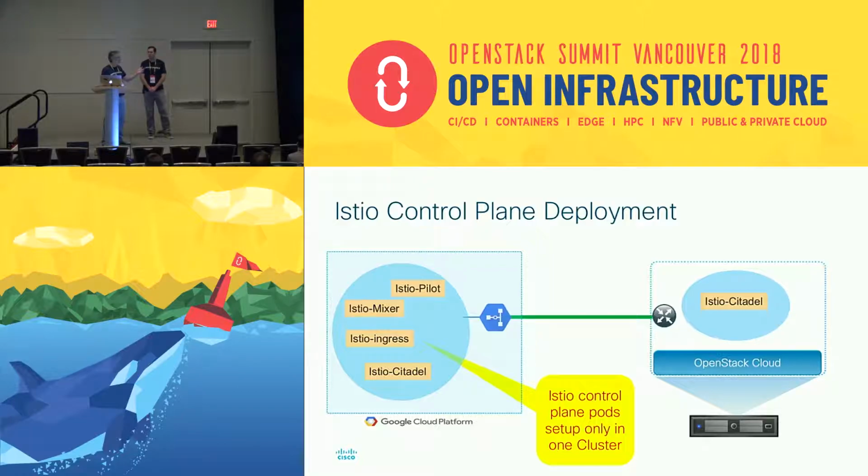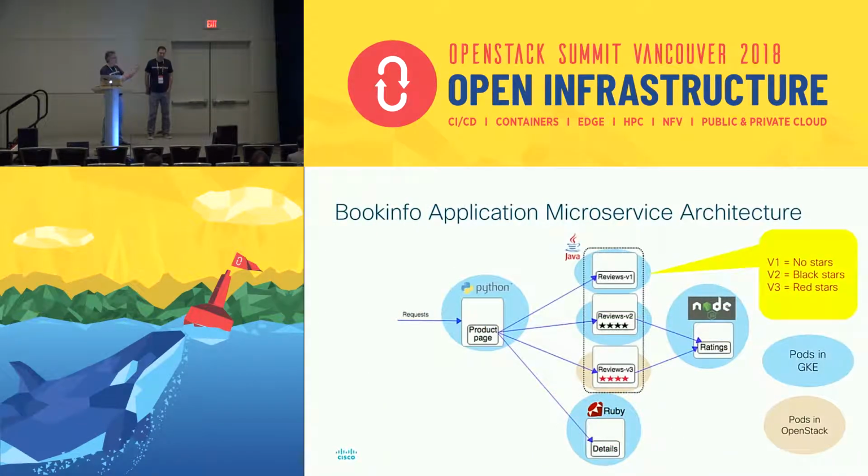So what we're going to do in this particular demo, and we kind of showed this a little before, we're going to deploy a number of applications on the GKE side, and then we're going to show just Istio-Citadel on the OpenStack side. That's the control plane. I don't have a slide for this necessarily, but this kind of represents the application plane in a slightly different view.